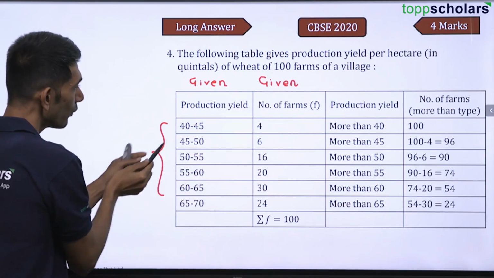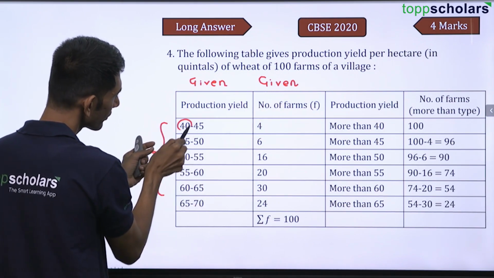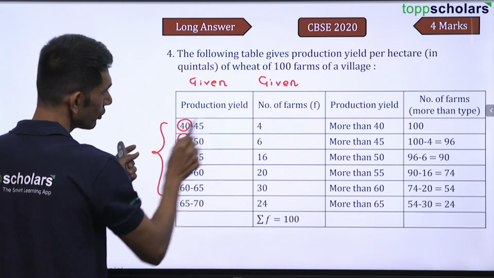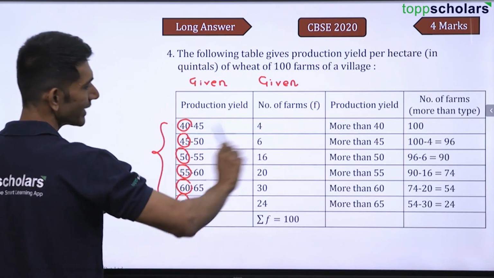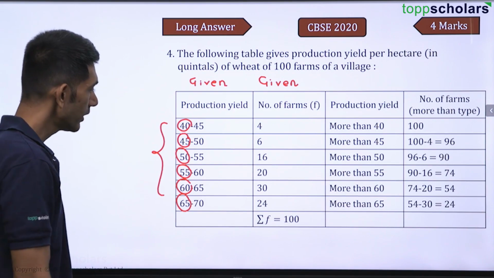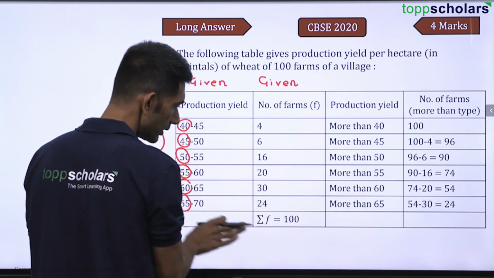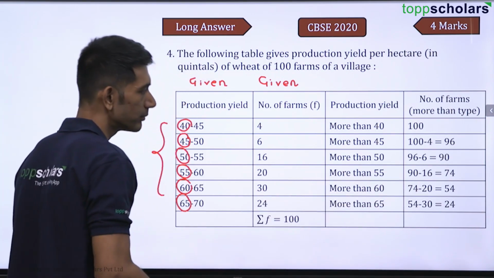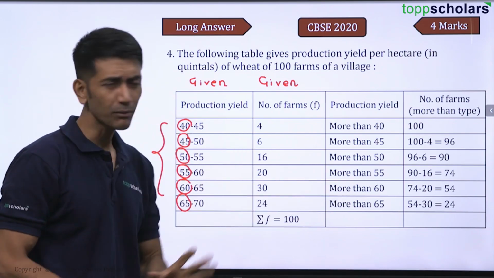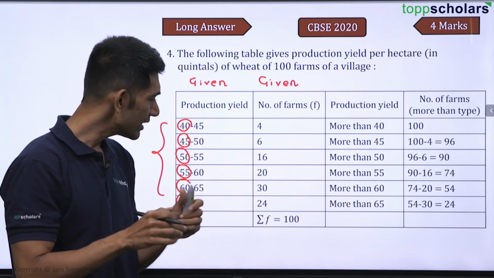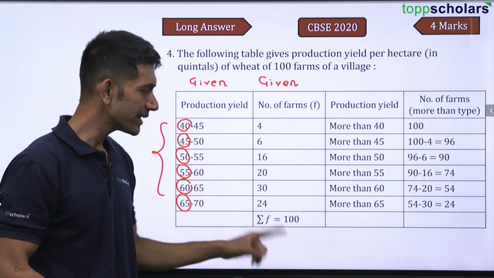Right? Now, whenever we take more than, we'll write down the lower limit. So more than 40, more than 45, till more than 65. I hope this is clear. Then start from the bottom. There are 2 ways. Either you can start from the top or you can start from the bottom. That's your choice. Ideally what we do is, whenever they say more than, start from the bottom.